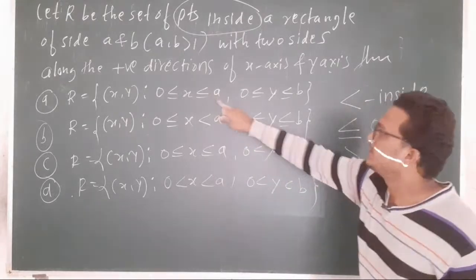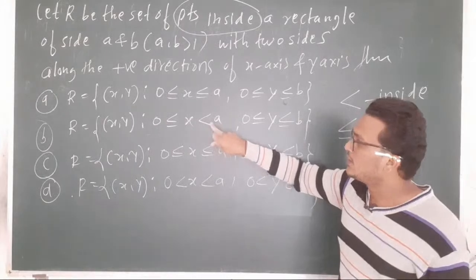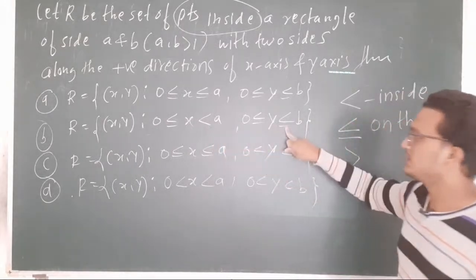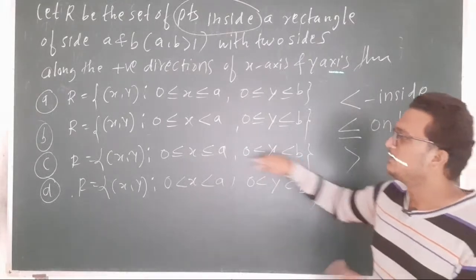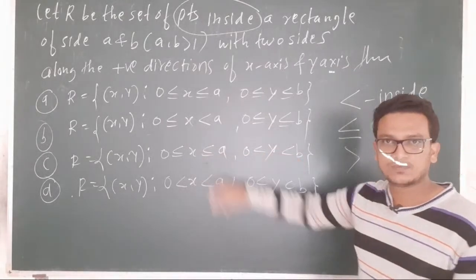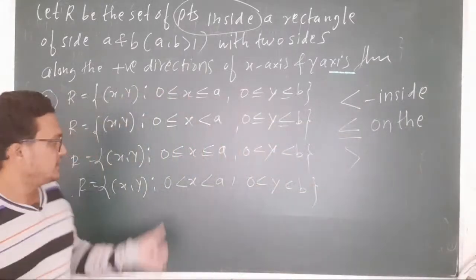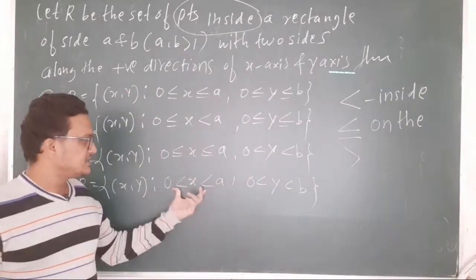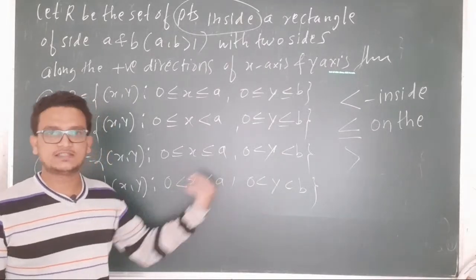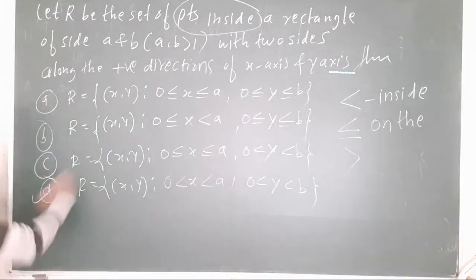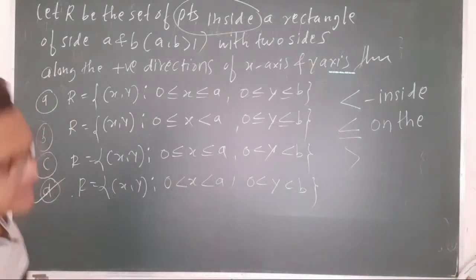In the first, both are less than or equal to, not correct. In this, we have less than, but again it is less than or equal to. In this, only for y I have less than, but for x less than or equal to. But in option D, if you see, x also lies inside, as well as y also lies inside, because it has only less than. So option D is correct here.